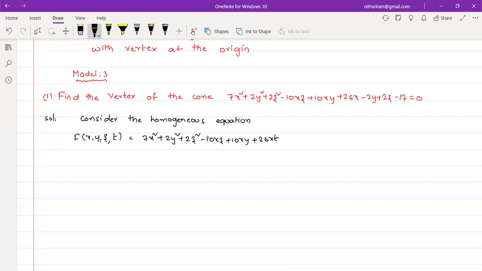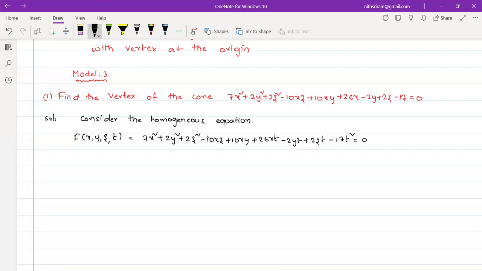So wherever the terms we are having degree 1, there we have to introduce a variable t. So that I have written 26xt. After that, minus 2yt plus 2zt. And finally constant. For constant also you have to introduce t square. So each and every term should be of degree 2. So we have to consider this homogeneous equation for the given equation.